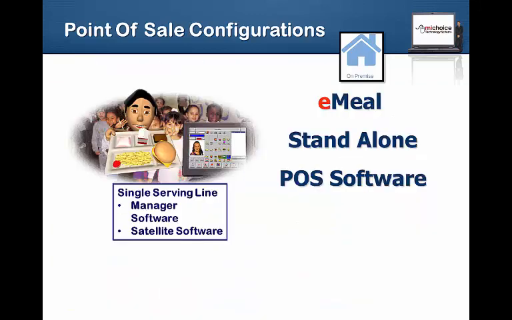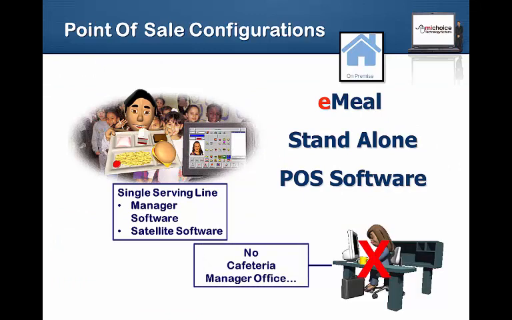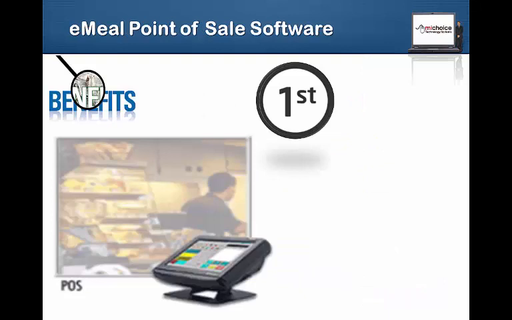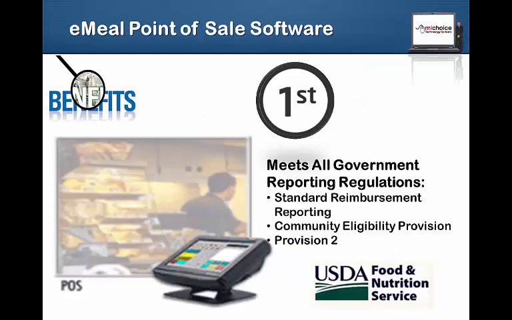Another configuration is for single serving lines where there is no manager's office computer. This allows for the point-of-sale manager and satellite software to run on one computer. Now to the point-of-sale software. It doesn't make any difference whether you're on the CEP, Provision 2, or Standard School Lunch Program. Our solution will easily accommodate all your government and meal accountability requirements.